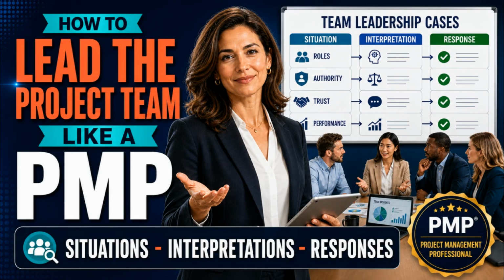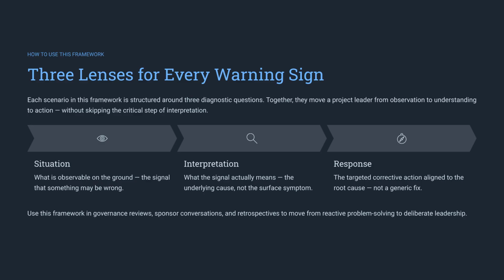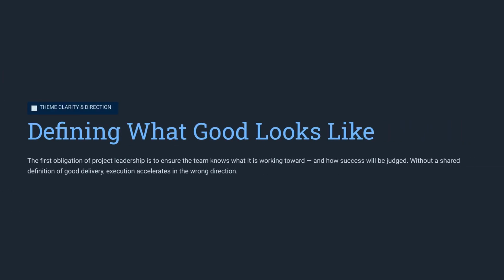Welcome to this executive summary presentation on how to lead the project team like a project management professional. In this video, we focus on situations, interpretations, and responses, while another video on this same topic focuses on concepts, frameworks, and methods. To master this framework, use 3 lenses for every warning sign you encounter. Analyze the situation, interpret the underlying cause, and craft a response that targets the root of the problem, rather than just the surface symptoms.